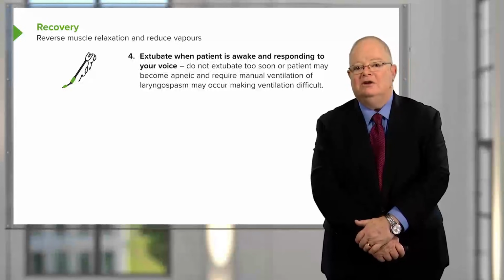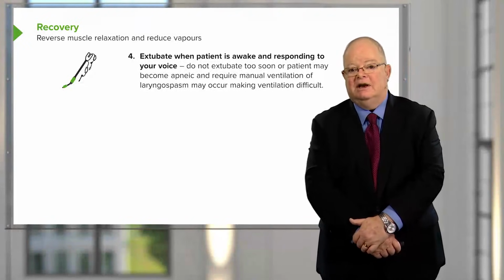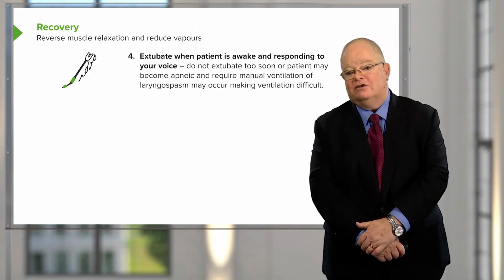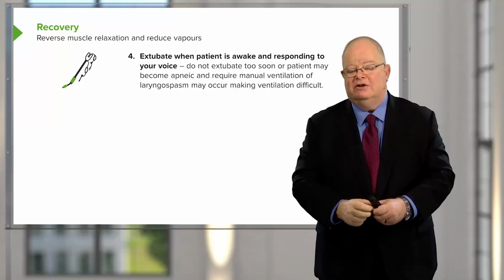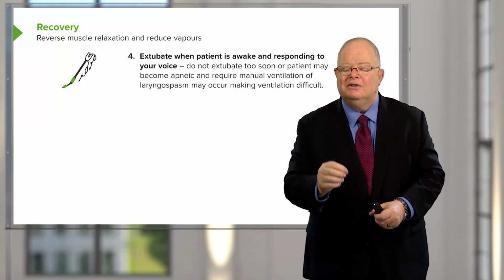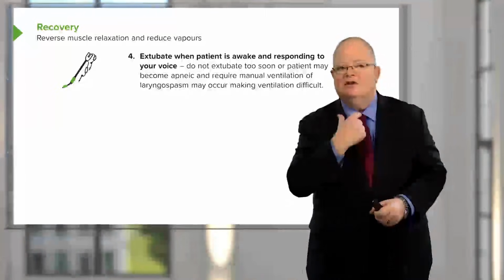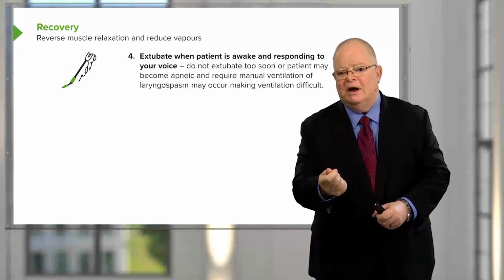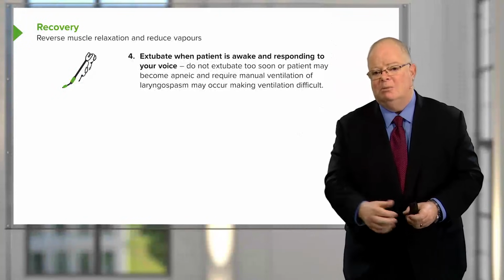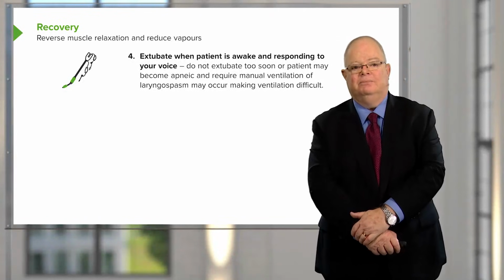But don't extubate too soon. The patient may become apneic and require manual ventilation, and laryngospasm may occur, which is spasm in the muscles in the larynx, which can make ventilation very difficult. Remember that often the only reason the patient is breathing at the end of surgery is because they've got the tube in place and it's irritating them. As soon as you take that tube away, they have no reason to breathe anymore. So you have to make sure they're actually responding before you take away the tube.